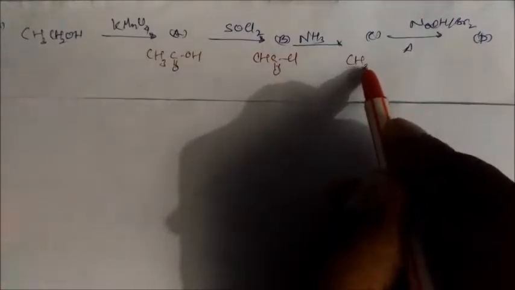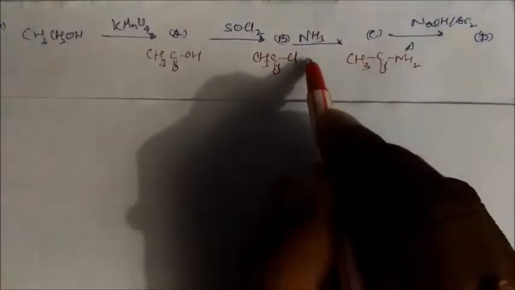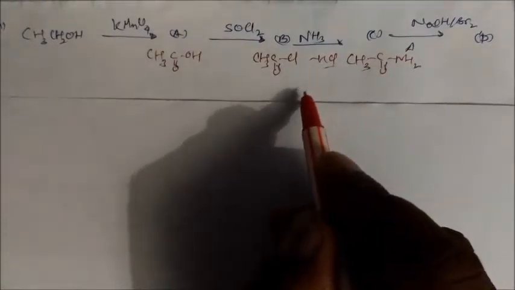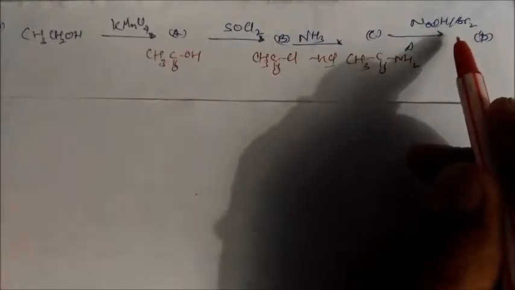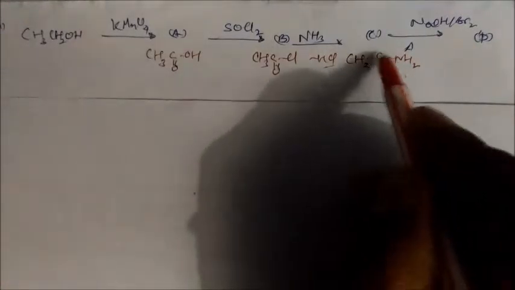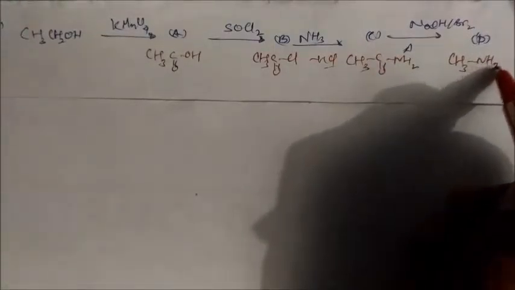So CH3, CO and NH2, so one HCl will be eliminated, and again on heating with sodium hydroxide and bromine, this is the Hoffmann bromamide reaction, so one CO will be out, and you will get the primary amine.